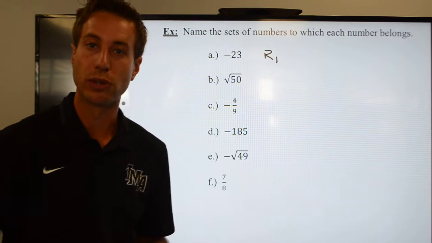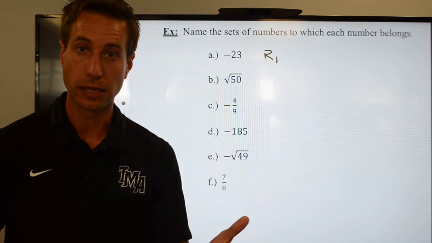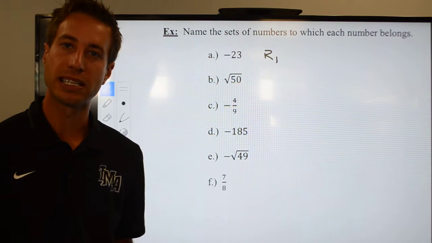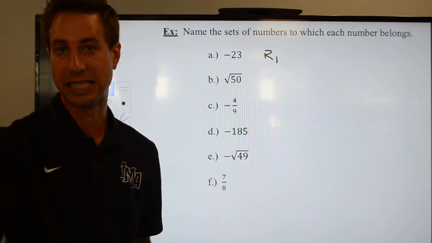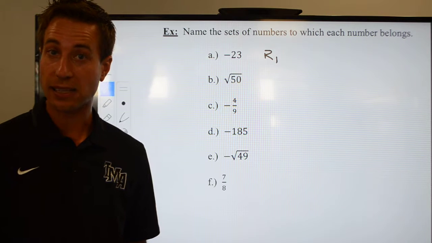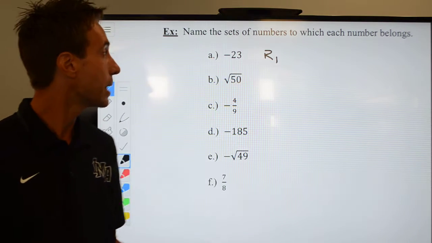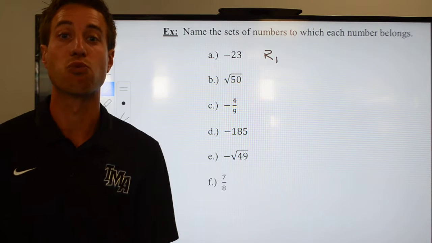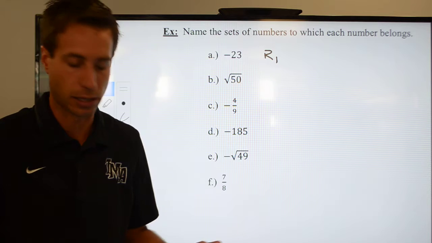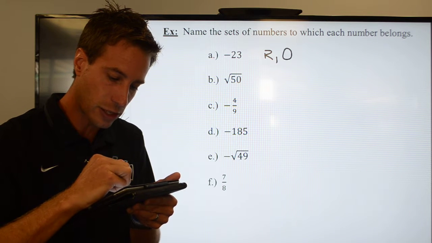Now, after real number, I need to figure out, is it rational or is it irrational? Irrational numbers are numbers that cannot be written as a fraction. They're non-repeating decimals. Minus 23 can be written as a fraction. It is a terminating, finite number. So that means minus 23 is going to be a rational number. It is not a non-repeating decimal. So we're going to call it a rational number, which it is, and that is the abbreviation Q.